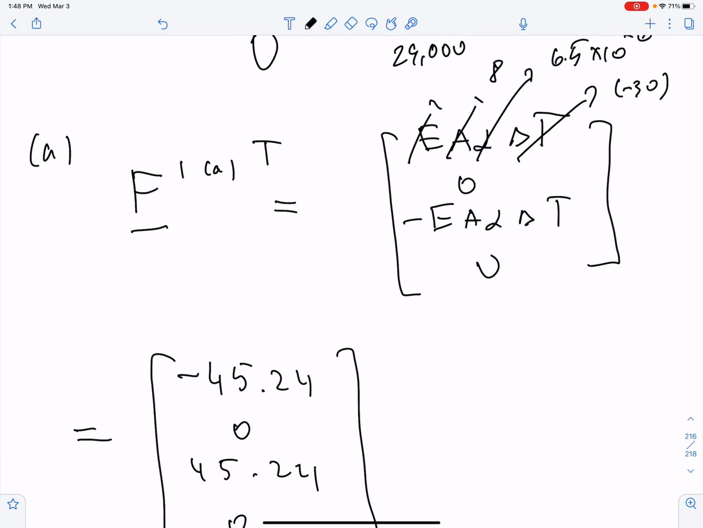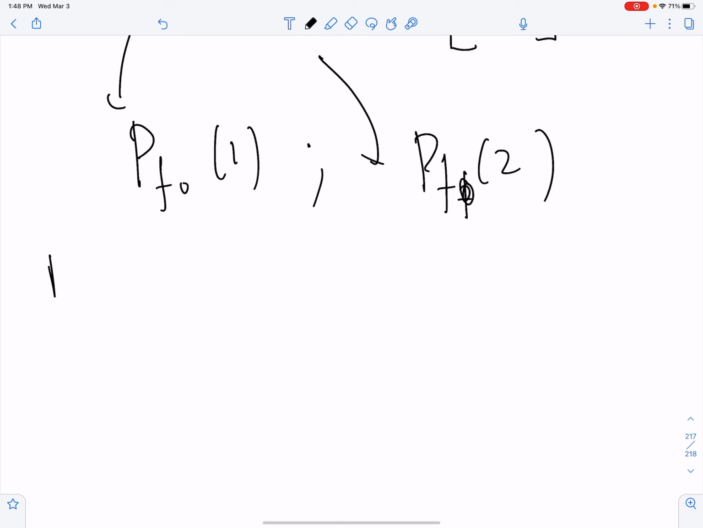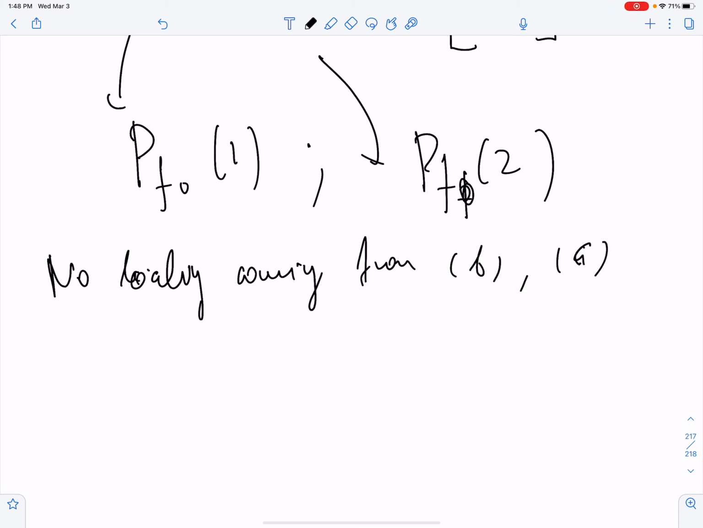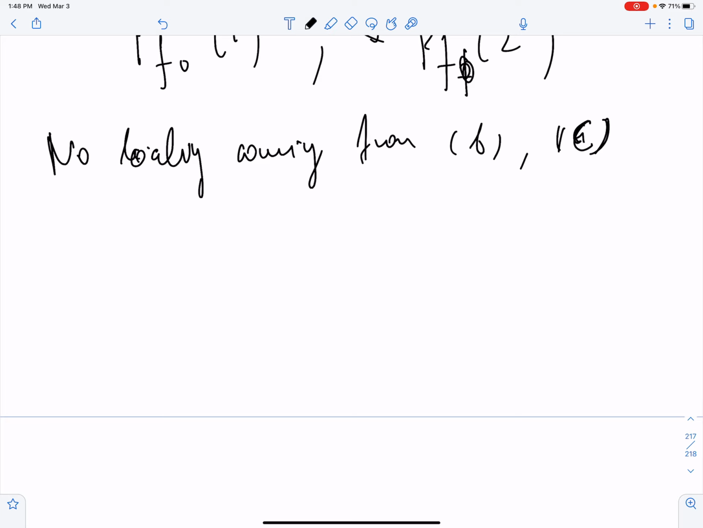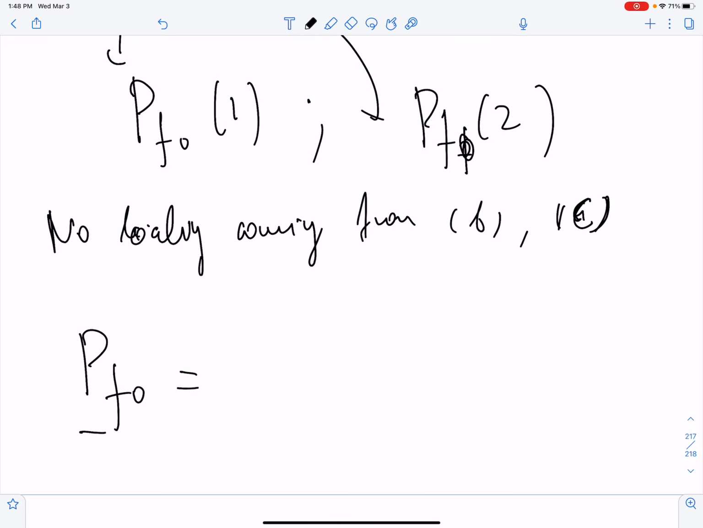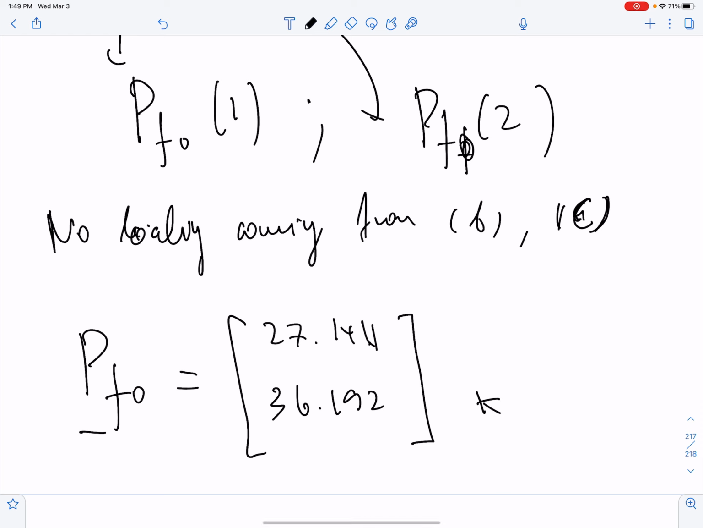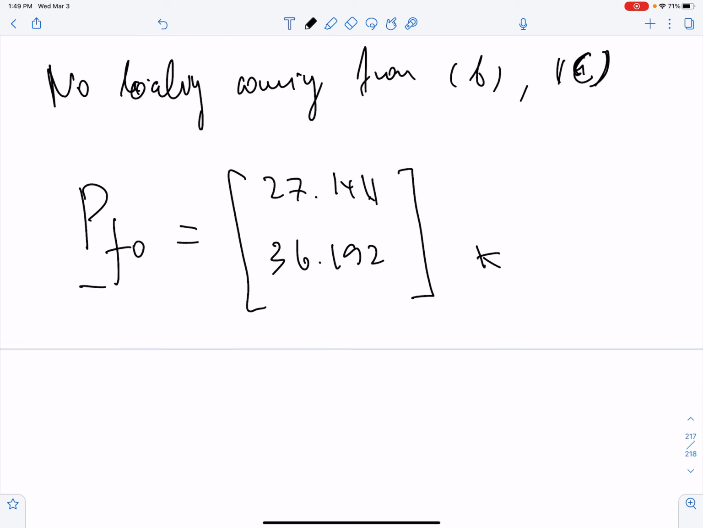In addition, you see that no loading is coming from elements B and C. So there are no distributed loads, and the temperature load is only applied to element A. So in this case, our PF0 simply becomes the last two entries of this vector, 27.144 and 36.192. And the forces in this case are always in kilopounds.